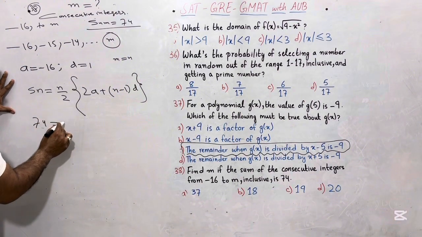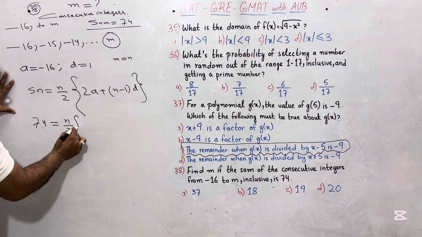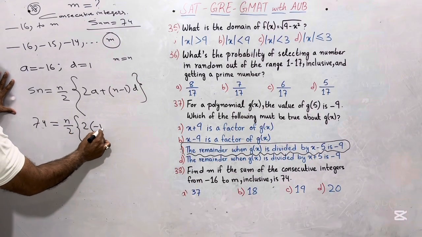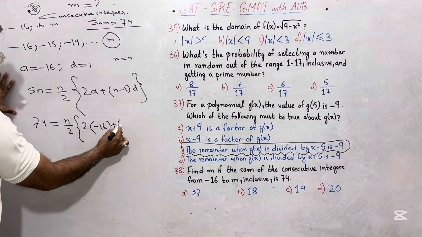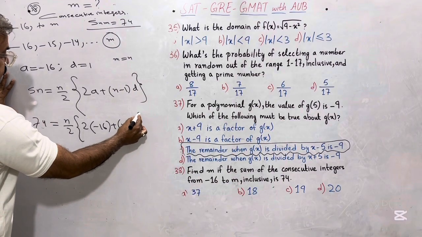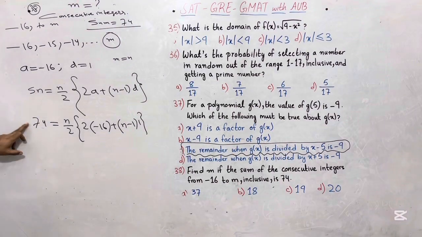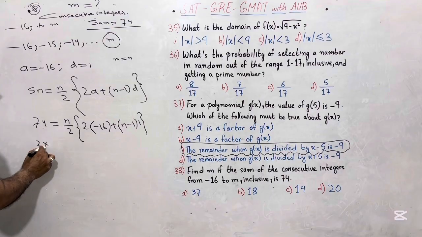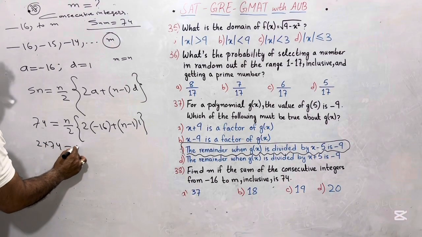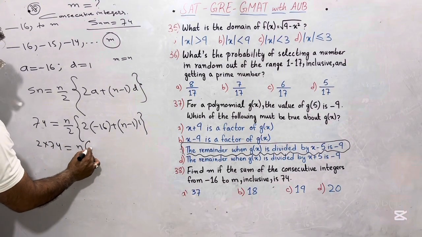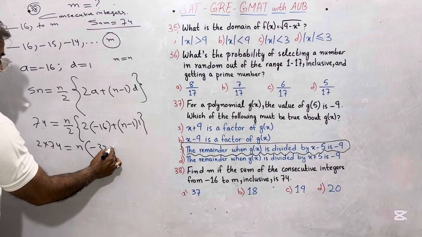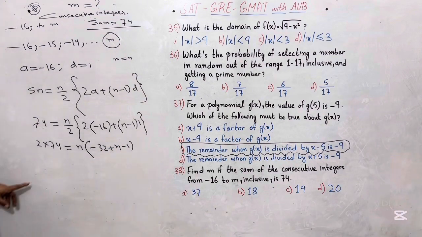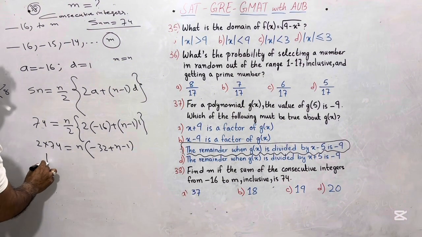Taking n over 2, our first term is negative 16 and d is positive 1. Shifting the 2 over: 2 times 74, then we have n times (2 times negative 16, which is negative 32, plus n minus 1). 2 times 74 is 148.